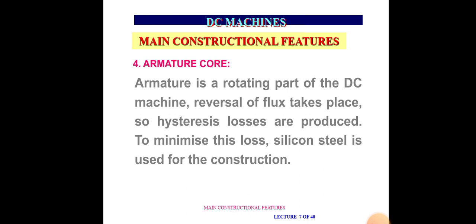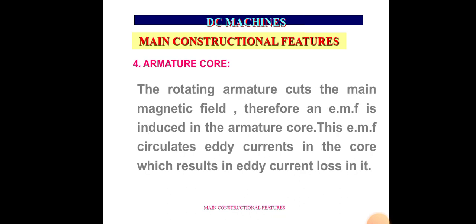To minimize the losses, silicon steel is used for the construction. When the conductors rotate, they alternately come under the influence of north and south poles. This causes high hysteresis losses in the armature core. To reduce the losses, low hysteresis steel containing a few percent of silicon is used in the armature core.